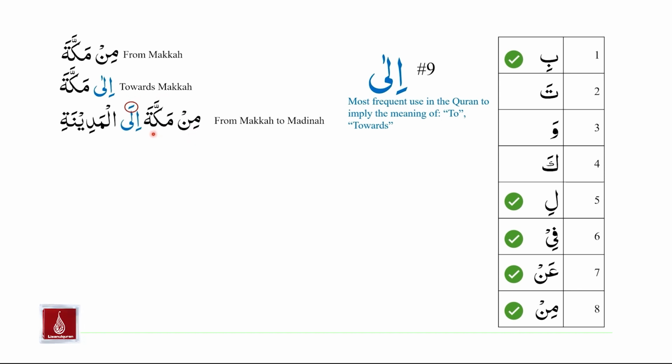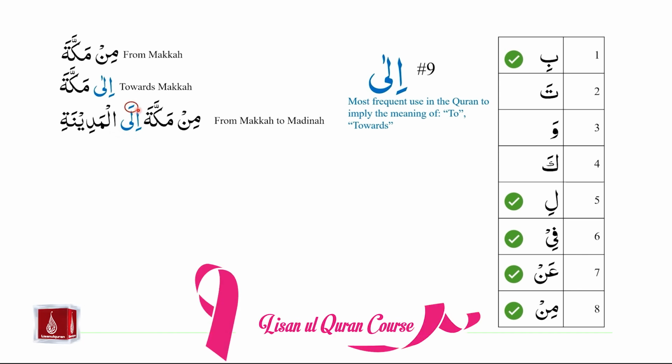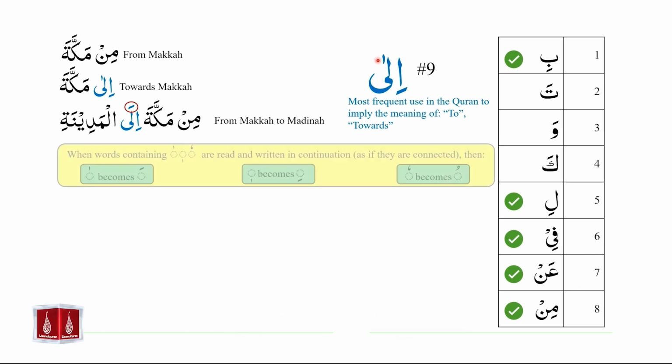Min Makkata ilal Madinati, from Makkah to Medina. From is coming from min, and the meaning of to is coming from ila. Please note that in this case, ilal Madinati is written with a regular zabar on top of ila instead of the vertical zabar that we see here. There is a rule for this situation.